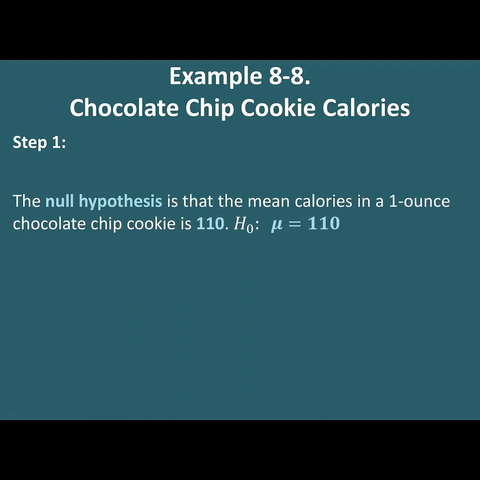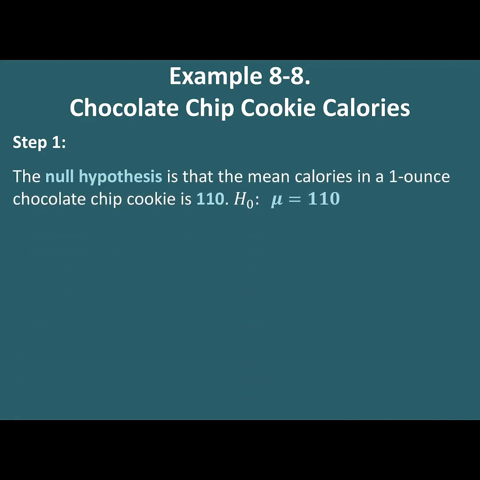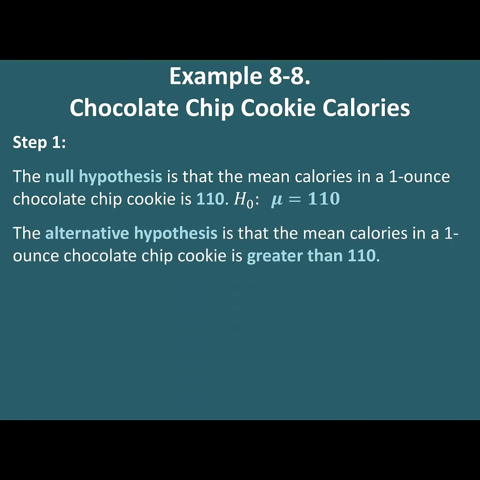Step 1. State the null hypothesis. In this case, the null hypothesis is that the mean calories in a 1-ounce chocolate chip cookie is 110. Therefore, our H sub 0 is mu equals 110. However, the alternative hypothesis is that the mean calories in a 1-ounce chocolate chip cookie is greater than 110. Therefore, our H sub 1 will be mu greater than 110. This is our claim.